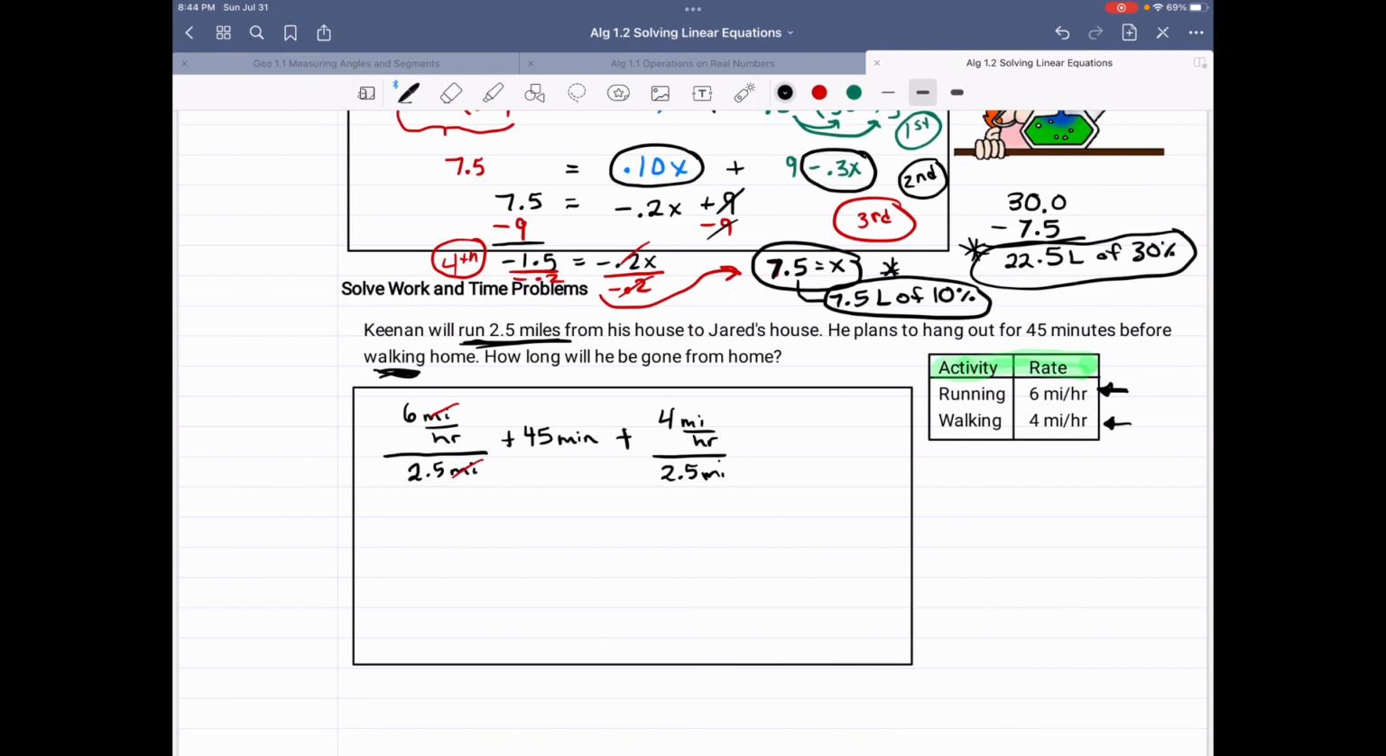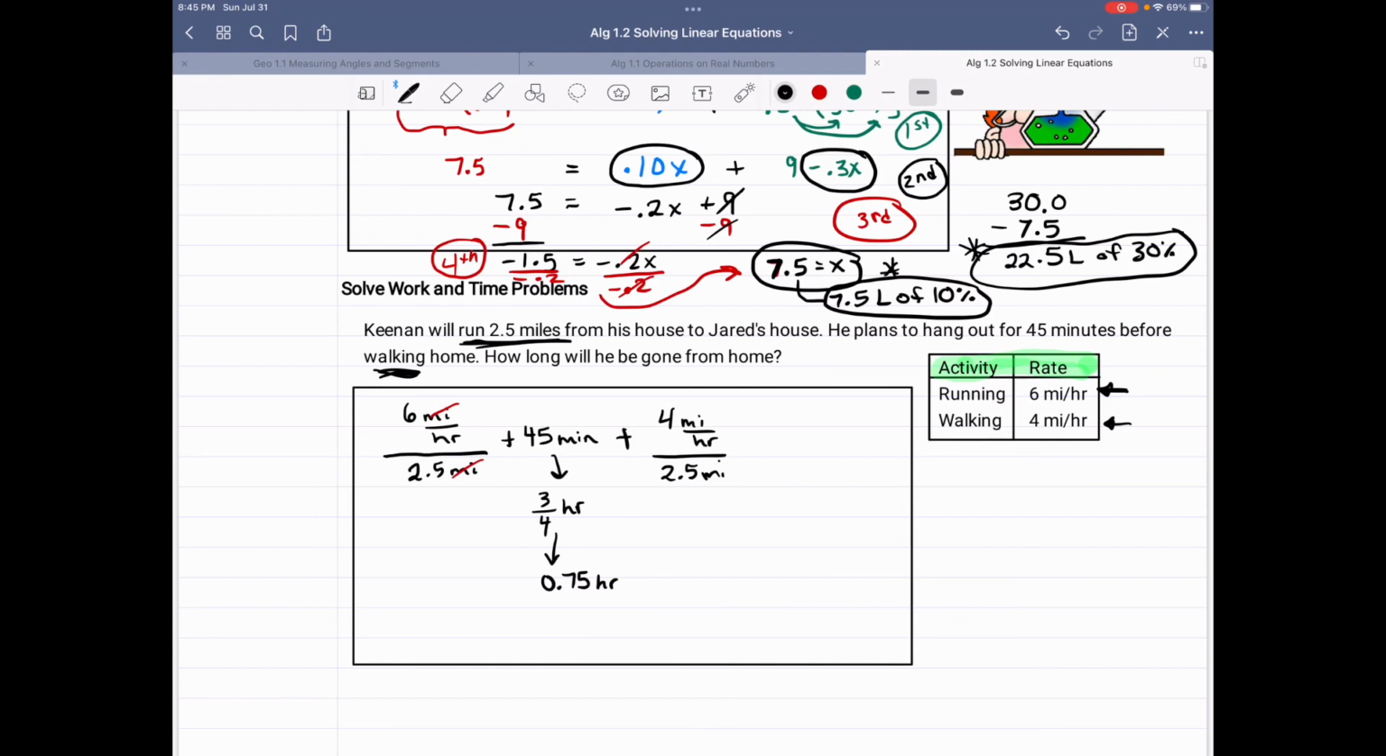So 45 minutes is 3/4 of an hour. Think about it. Half an hour is 30 minutes, and half of 30 minutes is 15. So every 15 minutes is a 1/4 hour. 15, 30, 45, that's 3/4 of an hour. So we can leave it as a fraction, 3/4 of an hour, or we can change it to a decimal. 3/4 is 75 cents, so 3/4 is 0.75 hours.